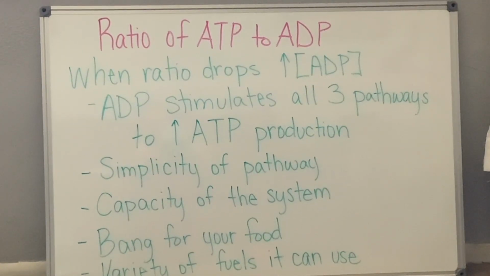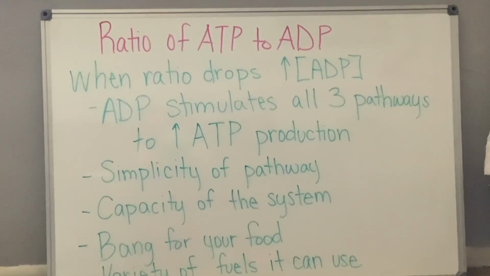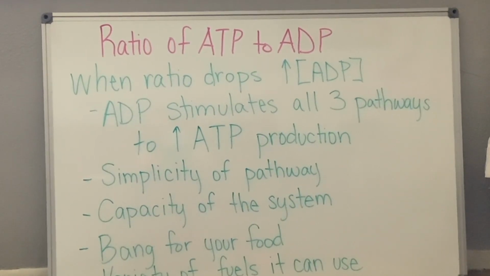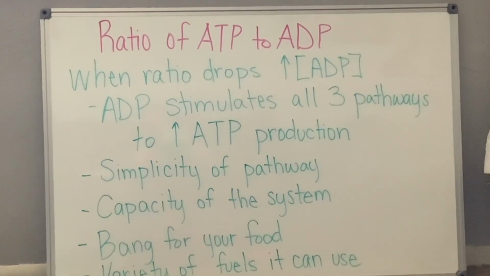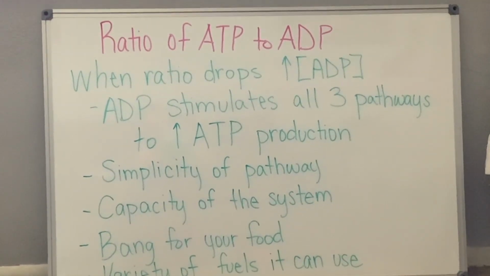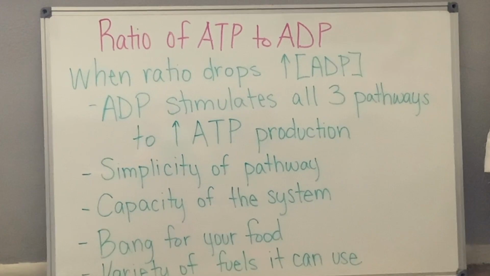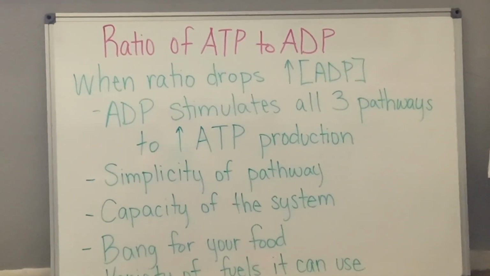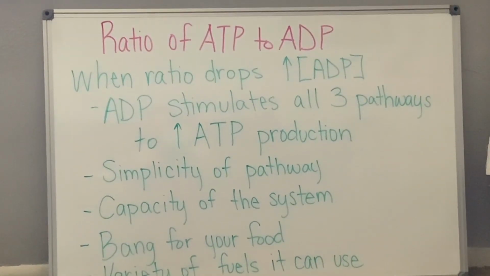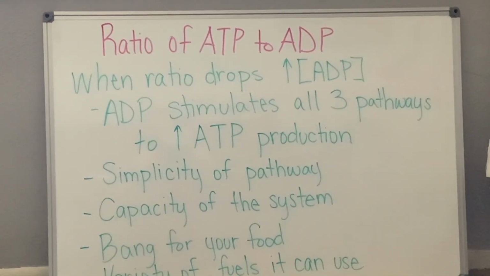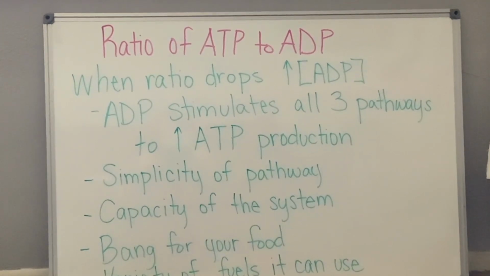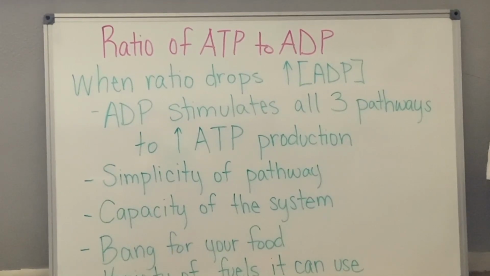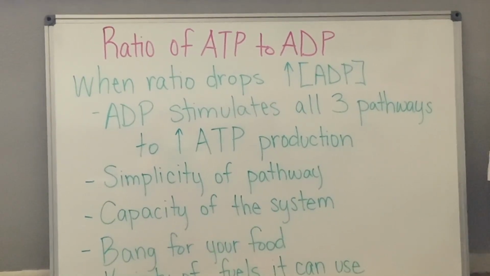The bang for your food is indicated by the amount of ATP that can be created for each molecule of glucose or fat. For example, going through fast glycolysis with a glucose molecule results in only a 2 ATP production for every molecule of glucose. However, if that same molecule of glucose was able to be completely oxidized through oxidative phosphorylation, that same molecule would produce anywhere from 33 to 34 molecules of ATP.